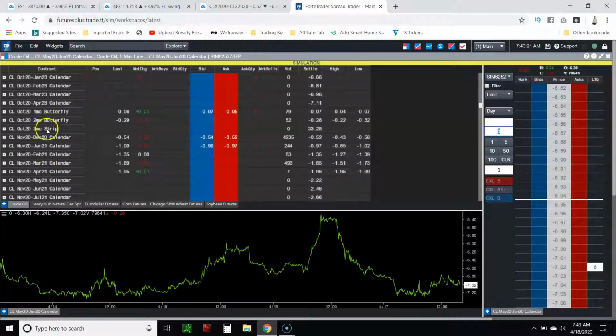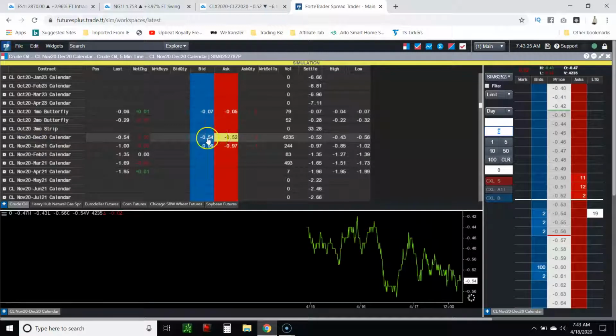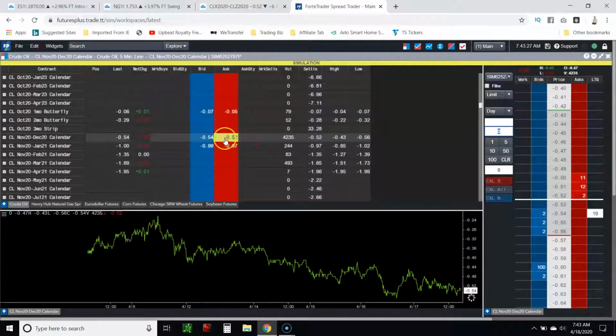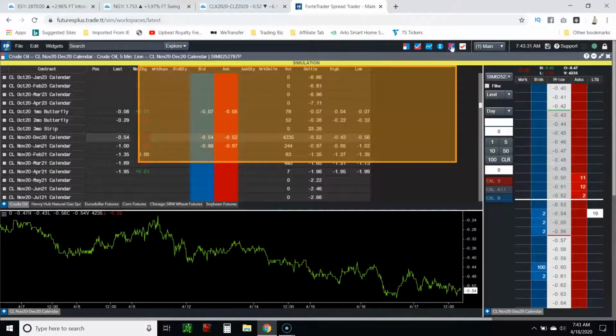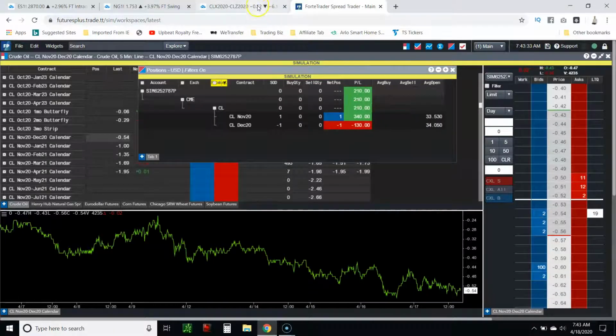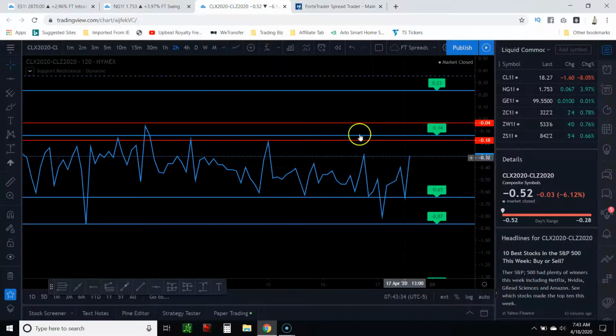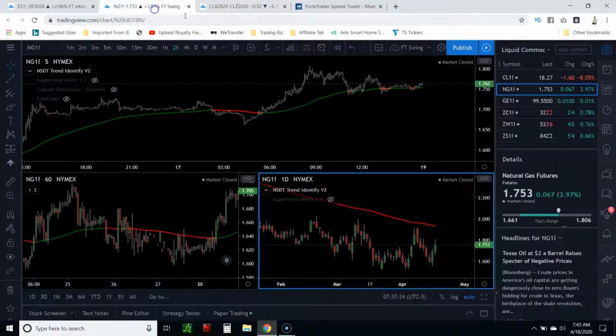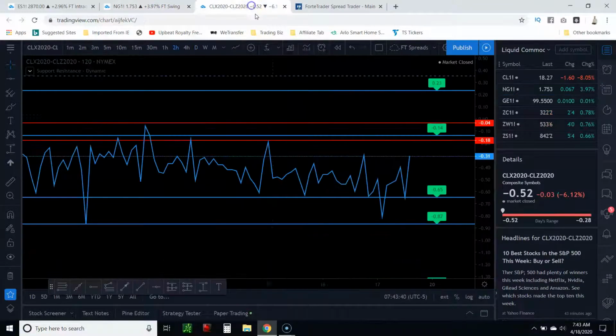I'm all the way down, November, December, November 20, December 20. Here's the pricing. So I think the market will open and this price should fix here on my P&L, and it'll go to what the higher time frame is saying. That's what I'm assuming still. We'll see. But that's not the point.